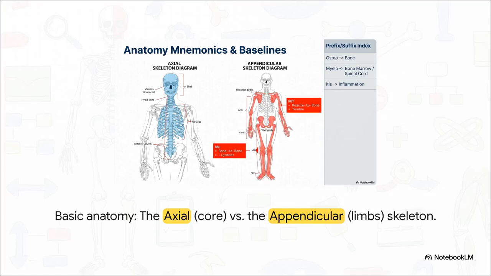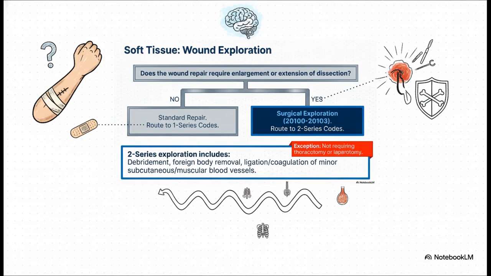So step one is just knowing the field of play. The body is divided into two main parts: the axial skeleton, that's your core, right? Your skull and ribs, and then the appendicular skeleton, which is all your limbs. And coders have all these little tricks, like simple mnemonics, BBL for bone-to-bone ligament, that become their best friend. Now, what's really cool is how simple the logic can be sometimes. For a wound, a coder just asks one fundamental question: does the repair require a deeper surgical exploration? If the answer is yes, boom, you're routed to one whole set of codes. If it's no, you go to a completely different set. It's just a clean, decisive split.